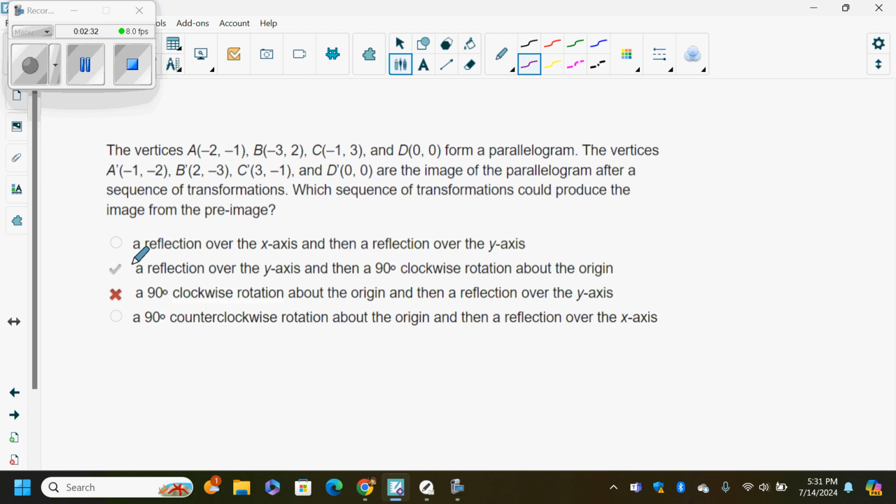So it's this one. It's the reflection over the y-axis and a 90-degree clockwise rotation around the origin. The reason it's not the one you chose is because a 90-degree clockwise rotation about the origin and then a reflection would have also changed the signs. So it's the second one based on the rules.